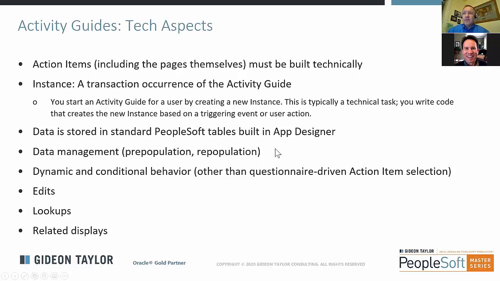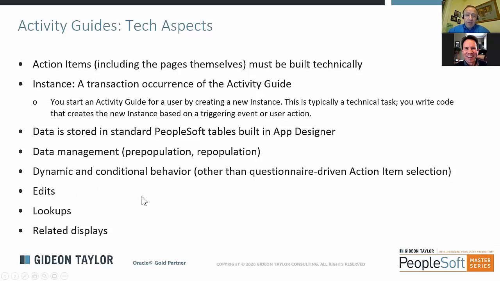So the data for the activity guide is actually stored in, when you build a page and you say, all right, I want to ask the end user to fill out these 3 fields, you still need to build a record to store those 3 fields in. You're still doing basic PeopleSoft development to create a place to store the data. You're responsible for writing any code that pre-populates or repopulates that form.